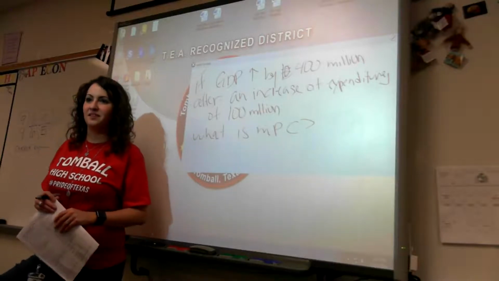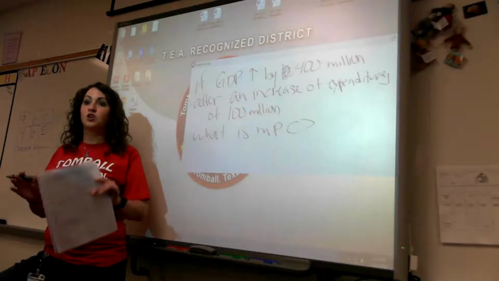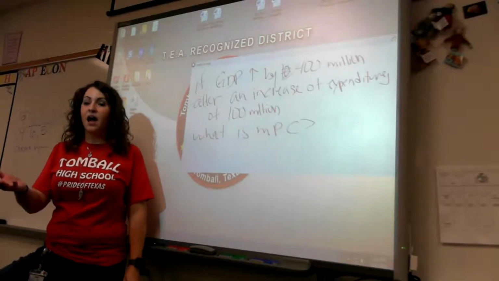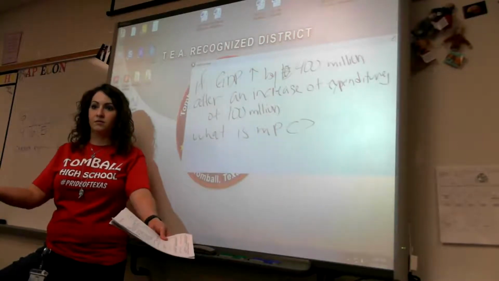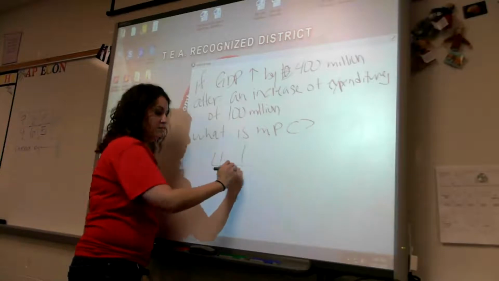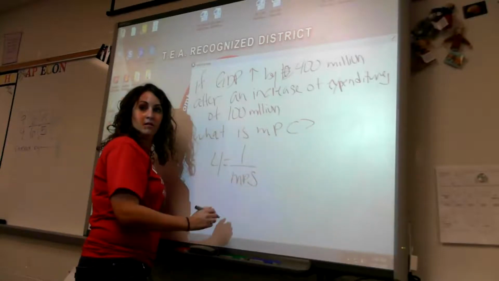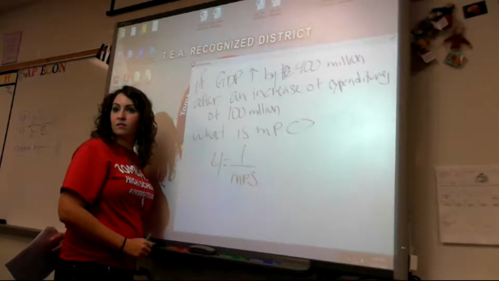Okay, Kennedy, solve for MPS now. And once you know MPS, you know MPC. I'm not good at math. Okay, so just pretend that's an X on the bottom. So 1 over X equals 4. Multiply by X, so 4X equals 1. And then divide by 4 to get X.